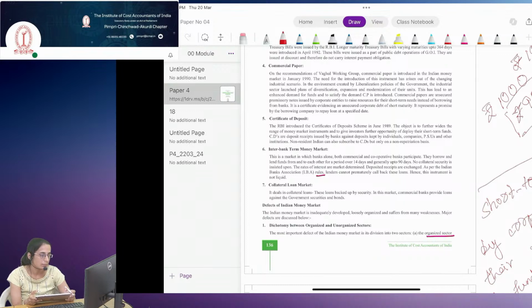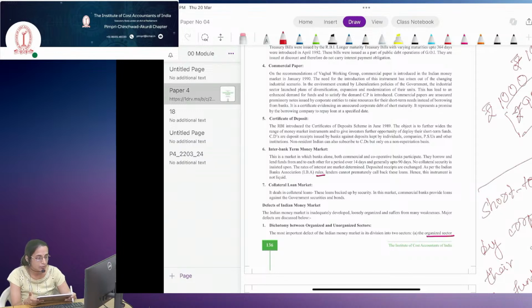enterprises. PSUs here are public sector enterprises, like the companies which are not private, which are completely owned or a major part of them is owned by the government. Those are public sector enterprises, and other institutions. Non-resident Indians can also subscribe to CDs but only on a non-repatriation basis. Non-resident Indian means what? An Indian who is of Indian origin, that is, who is born in India but is residing outside India in a foreign country. So this person can also subscribe to CDs, that is certificates of deposit, within India.